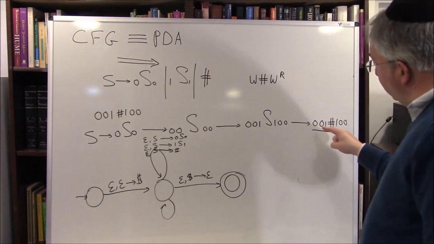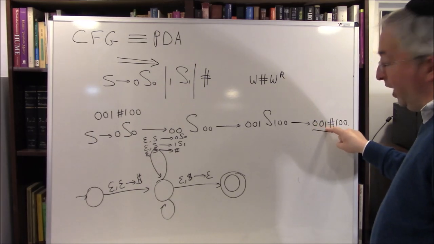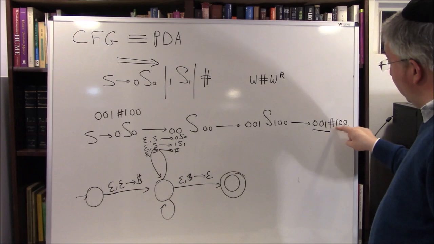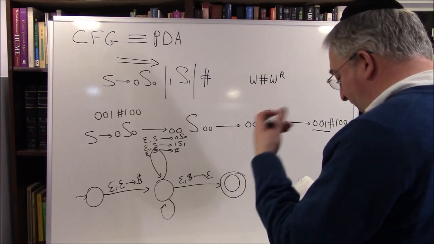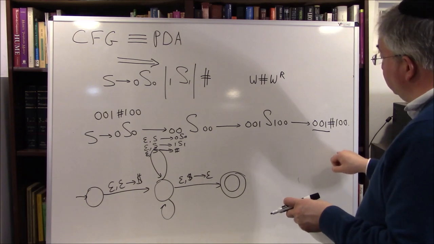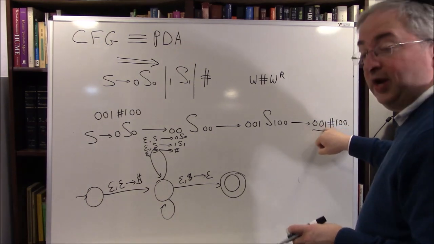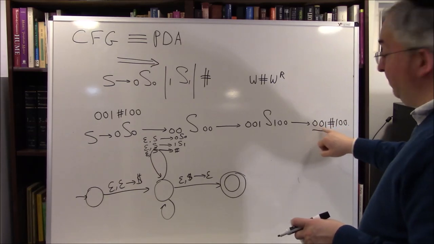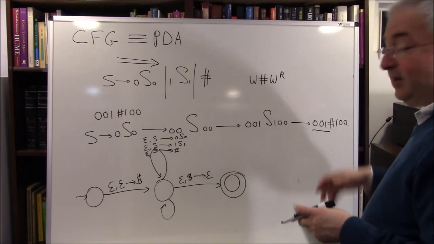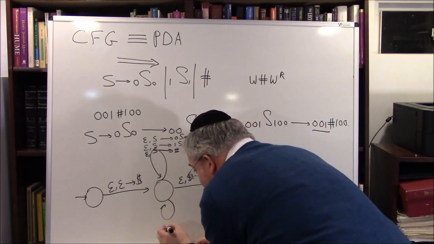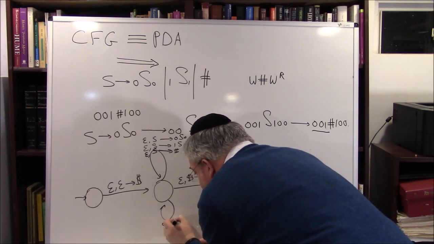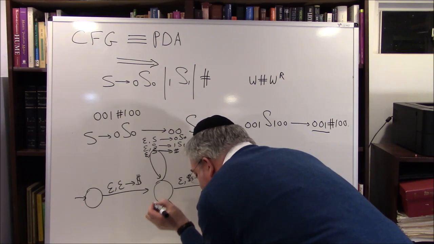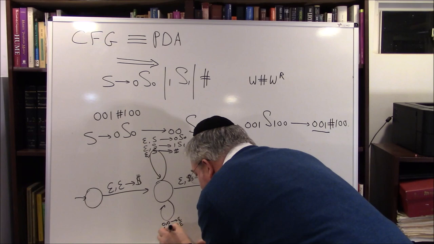Next, something else. What I'm really going to do is put 001 on the stack, then I'm going to see the number sign, and I'm going to start popping off 100. So I have to see what it means to pop off 100. That means when I read a 1, and I have a 1 on top of the stack, I want to pop it. When I read a 0, and I have a 0 on top of the stack, I want to pop it. So this comes out to be exactly like this: 0, 0 goes to epsilon; 1, 1 goes to epsilon; and number sign, number sign goes to epsilon.